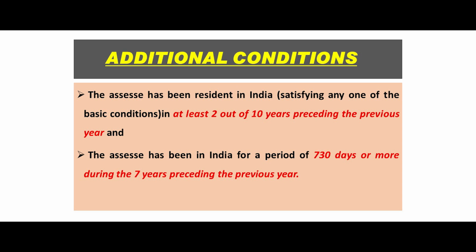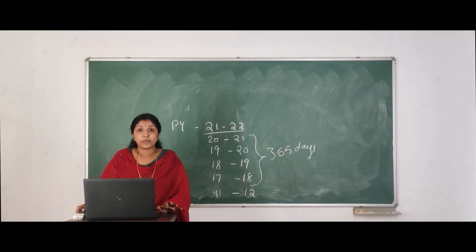Okay, next, the second additional condition. The second additional condition is that the assessee is in India for 730 days out of the 7 years preceding the previous year. That means the assessee is in India for any 730 days among the 7 years preceding the previous year. Okay, these are the additional conditions.